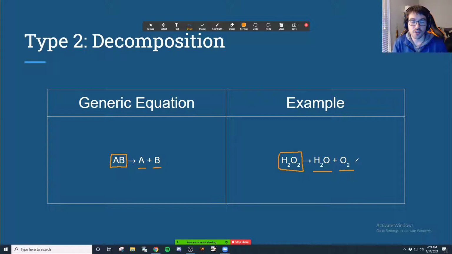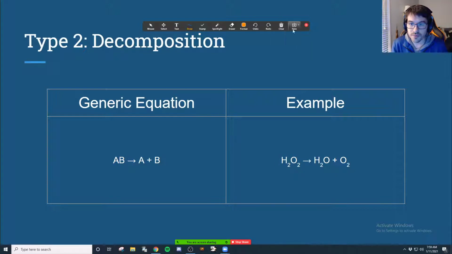That's actually why they have to keep it in a black or brown bottle, because light, sunlight, and light in general will speed up the decomposition. So in order to keep the hydrogen peroxide together, they store it in those dark bottles so that light can't get to it. So what you're looking for in a decomposition reaction is a single reactant, one thing on the left side of the equation.